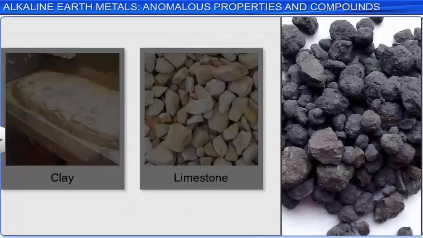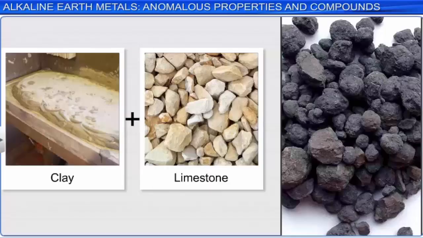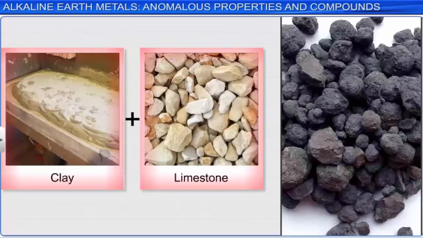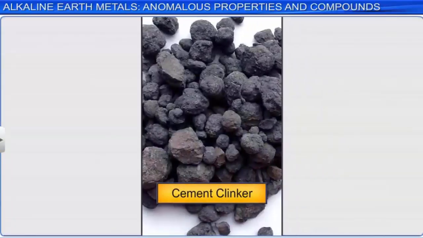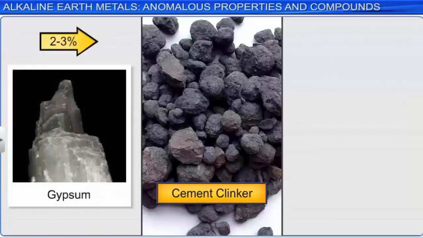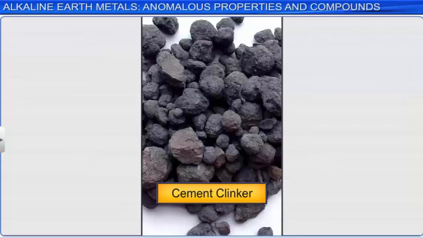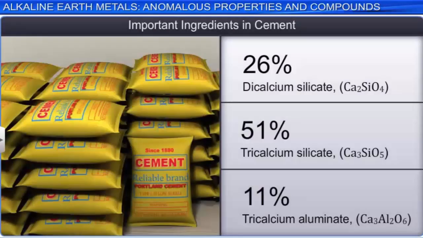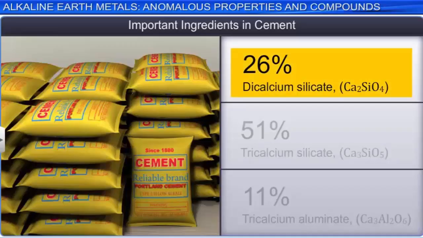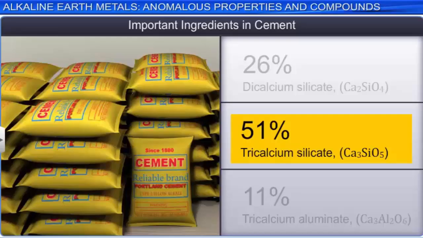Cement clinker is formed when clay and lime are strongly heated. They fuse together to form cement clinker, shown in the photograph. To form cement, 2 to 3% gypsum by mass is added to the cement clinker. This mixture is then ground to make cement. Ingredients that make up the bulk of Portland cement include dicalcium silicate, making up 26%, tricalcium silicate, contributing 51%, and tricalcium aluminate, contributing 11%.